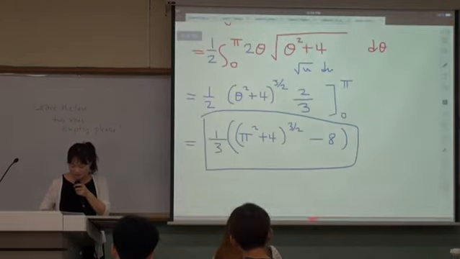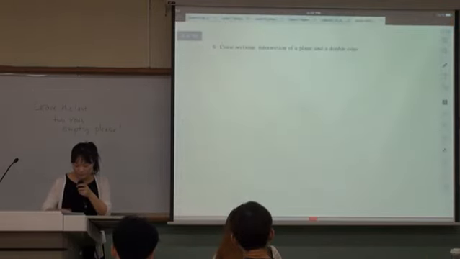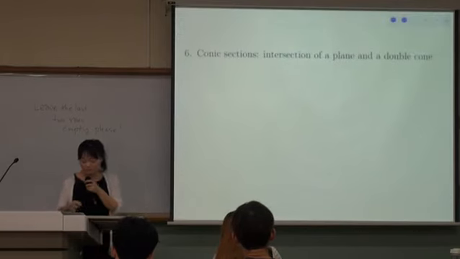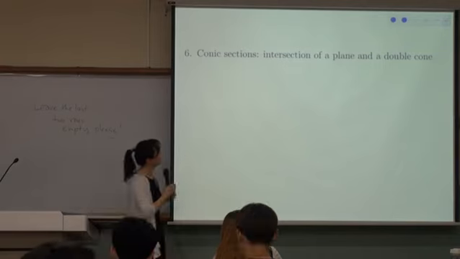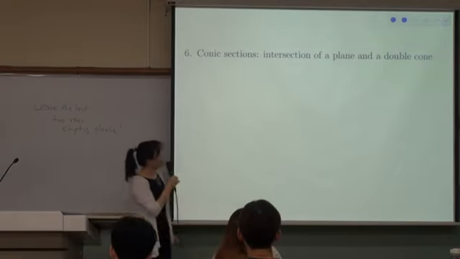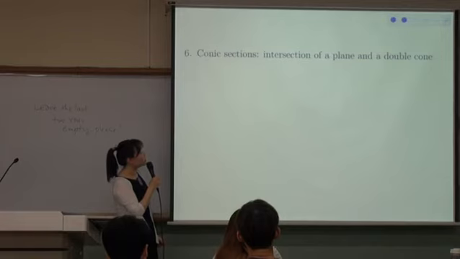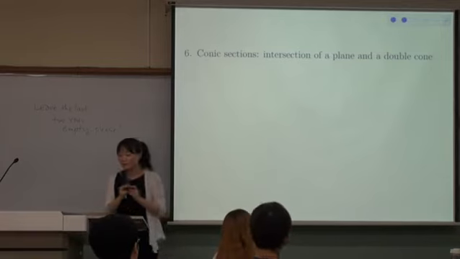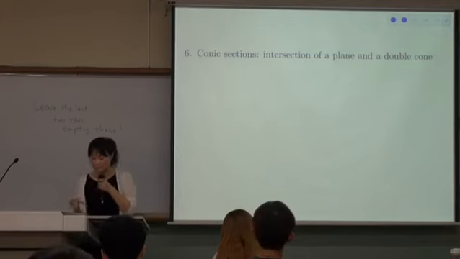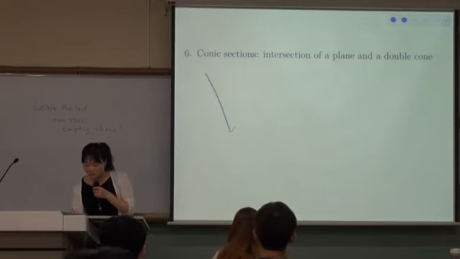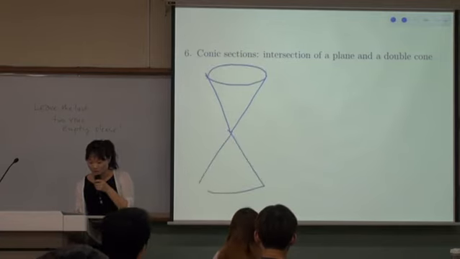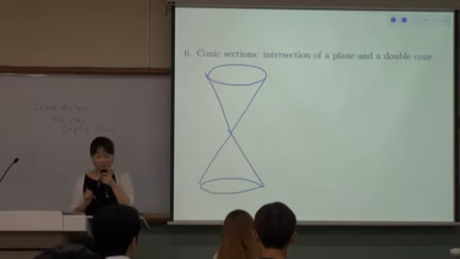Okay, conic sections. Conic sections are the intersection of a plane and a double cone. What's a cone? A cone looks like this. What's a double cone? That's a double cone. Okay?